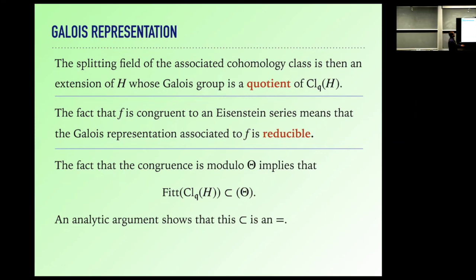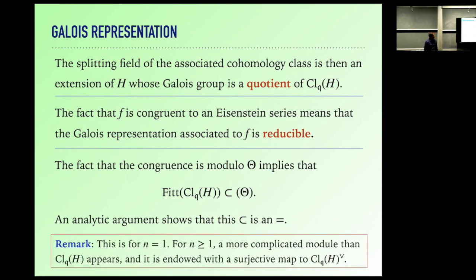Now, the fact that the congruence is modulo this theta implies that the Fitting ideal of the class group is contained in theta, and an analytic argument that I alluded to yesterday shows that this inclusion is actually an equality. Is it the Fitting ideal of the dual of the ideal class group? You're just predicting my fine print. There's the fine print for you, Christian.